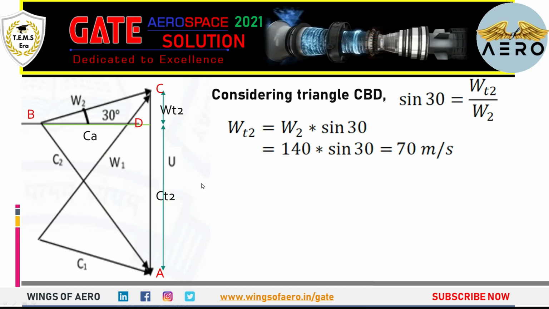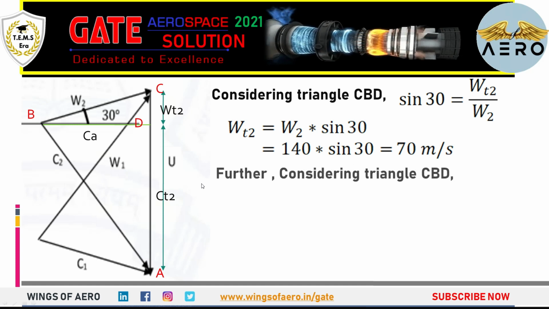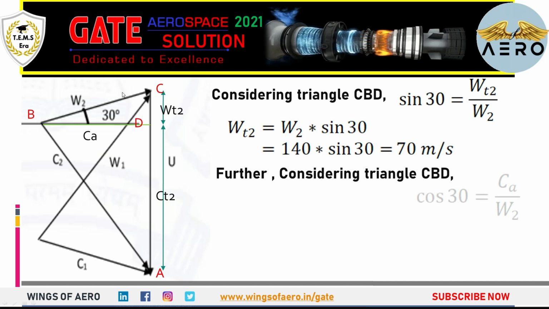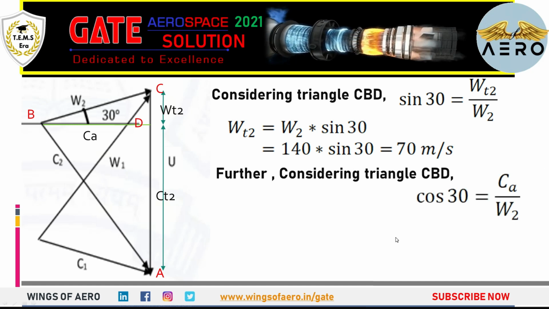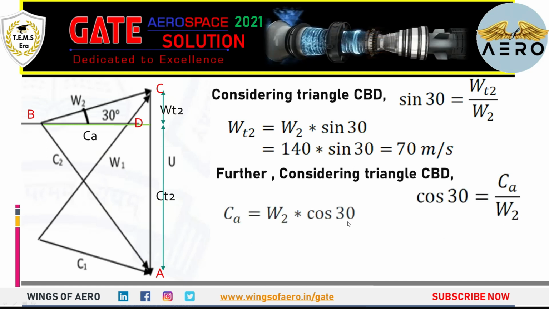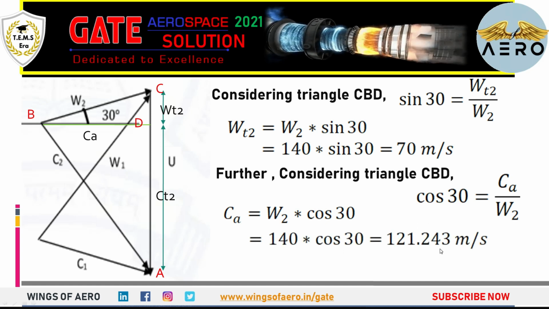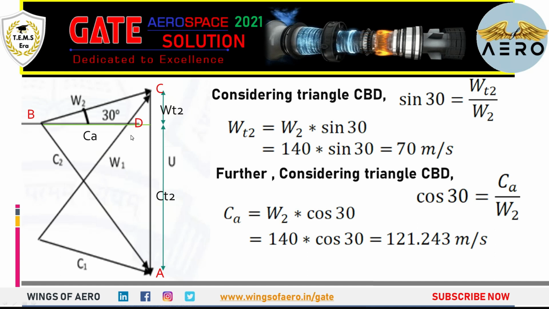So further considering the triangle CBD, we'll take cos 30 equals CA by W2. So from here we can find CA. Substituting the value of W2, we get the CA value as 121.243 meter per second.